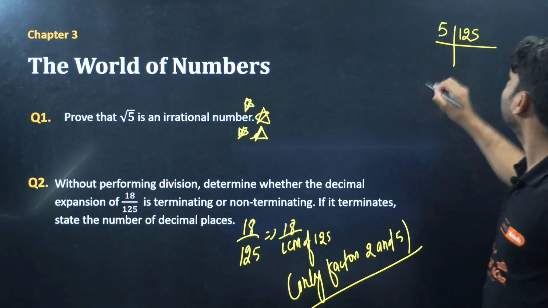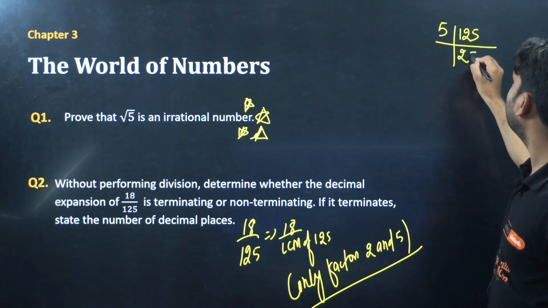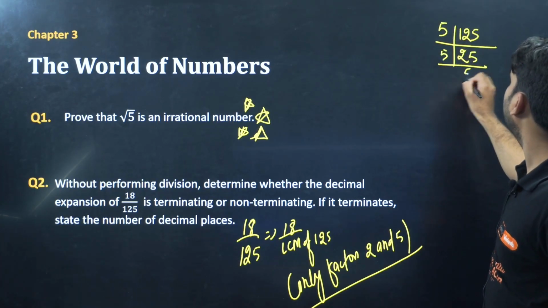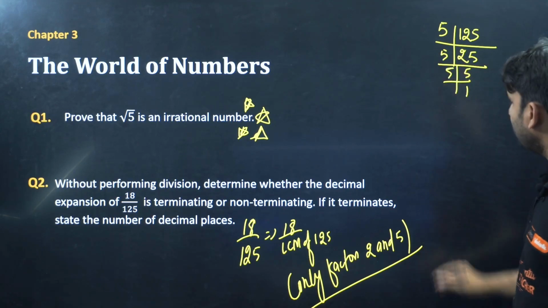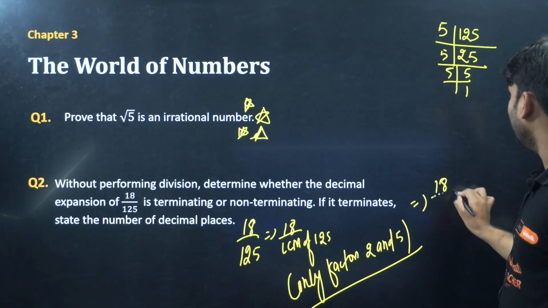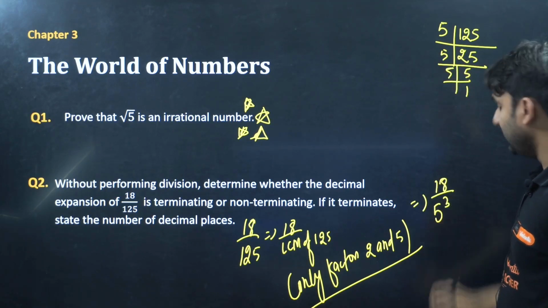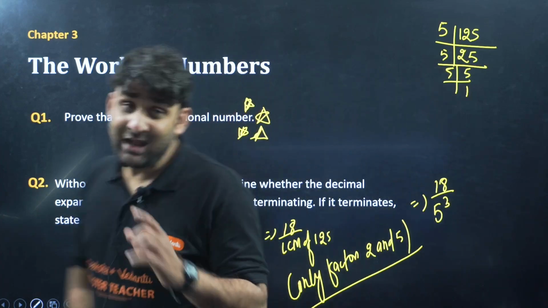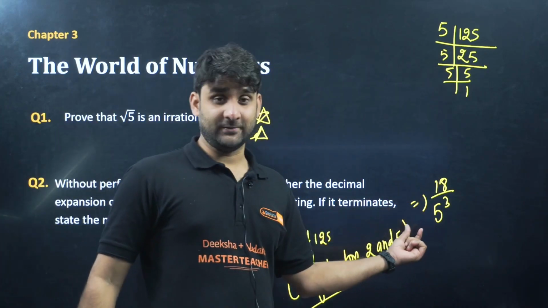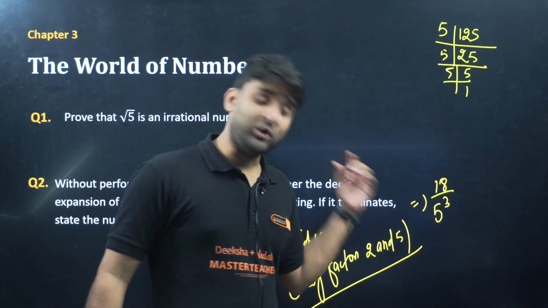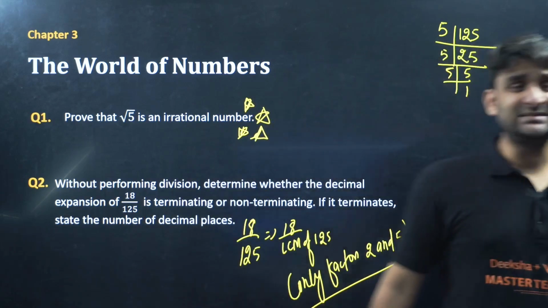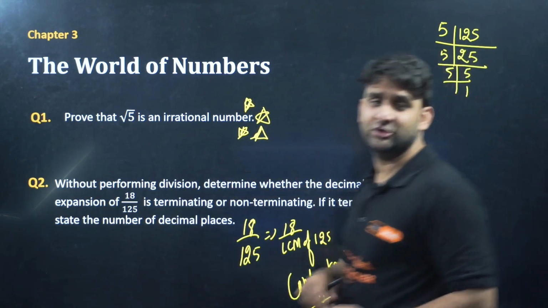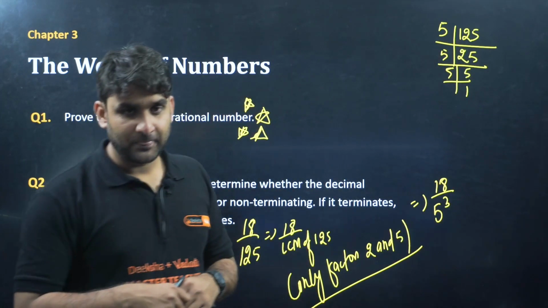So 5 twos are 10 and 5 again 5. So we have 5, again 5. So my dear champion, 125 can be written as 5 cube. Now listen, if 5 cube is there and we have to check whether this given fraction is terminating or non-terminating.